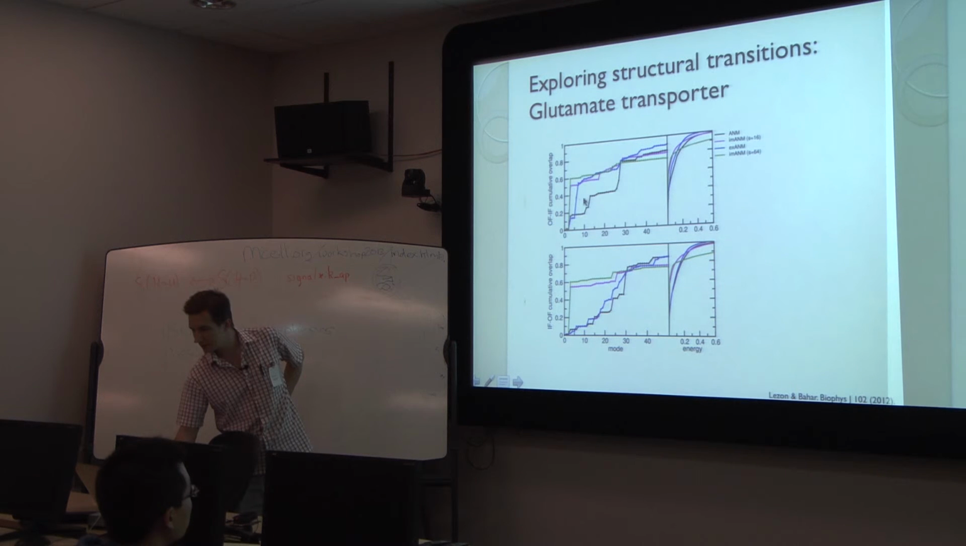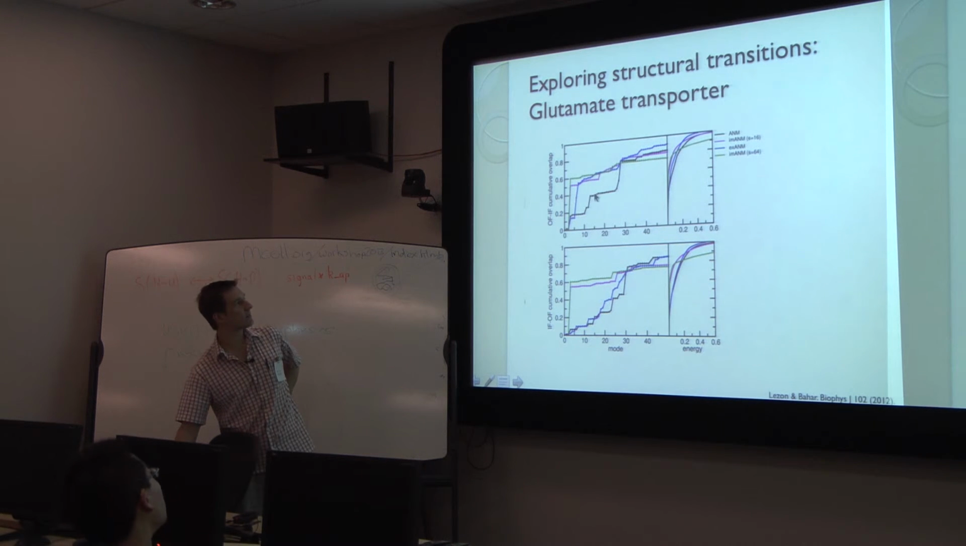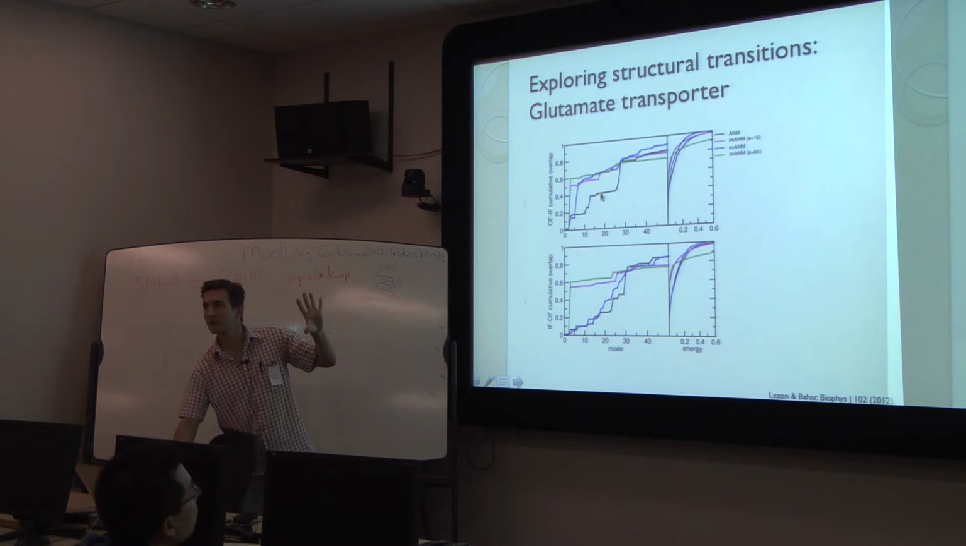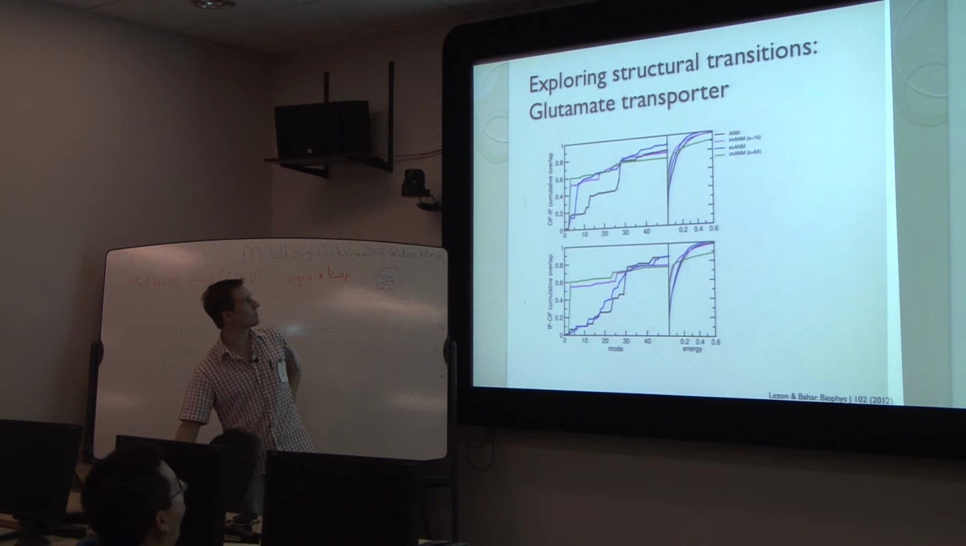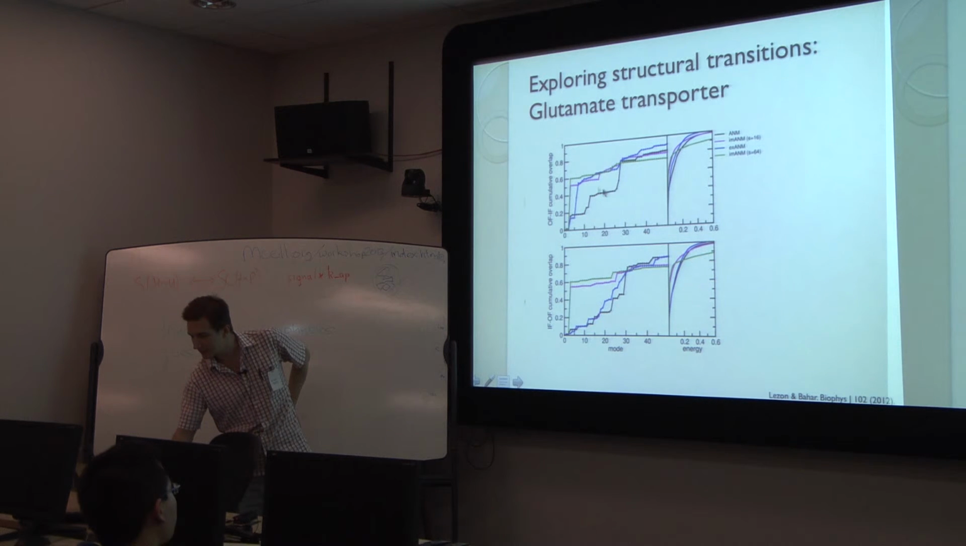If we use what's shown in pink, this first method where we've just altered the Hessian by adding some term, making it weaker in the z direction, what we see is that instead of a gradual increase, we get a single jump with one mode that accounts for about half of that deformation from the outward-facing conformation.